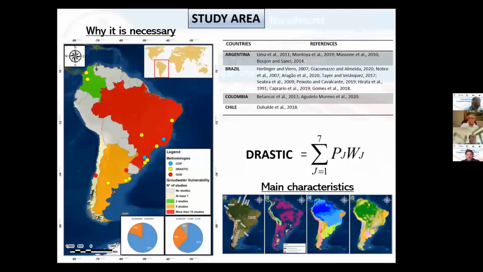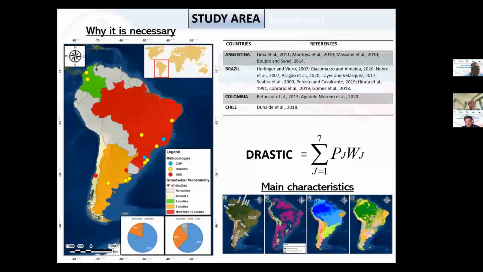Unfortunately, the production of screening tools such as DRASTIC or other methodologies is very scattered and not so rich on the South America continent. As we see from the map, only Brazil, Chile, Argentina, and somewhat Colombia have at least one or two vulnerability assessments published in a peer-reviewed journal.